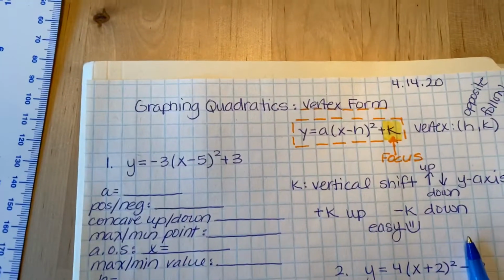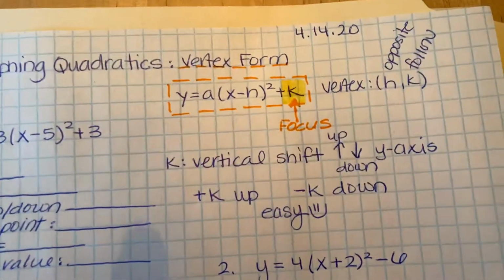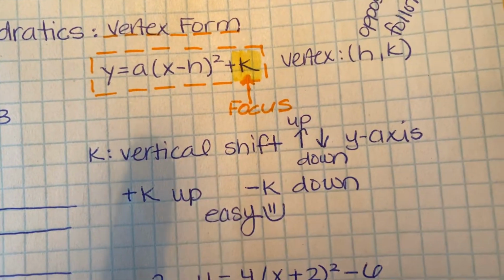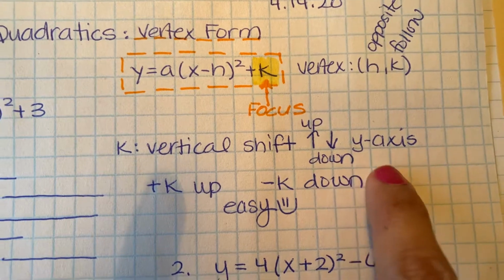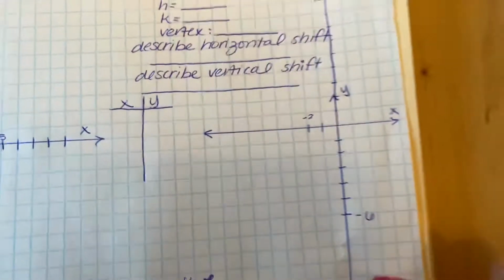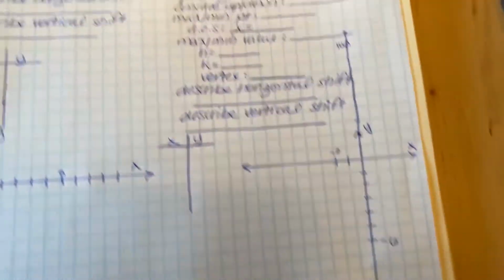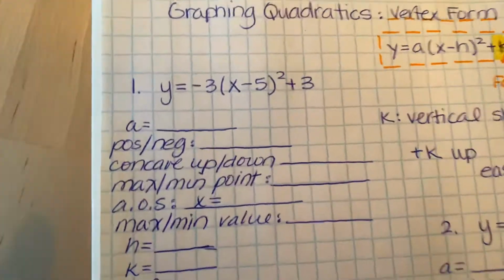Come on. It's blurry. Okay. Graphing quadratics in vertex form. We are focusing on the k. That is the vertical shift. Positive up, negative down, and you're moving along. So here's your origin. If it's positive, you go up. If it's negative, you go down, right? Okay. Here we go. So let's just go into it.